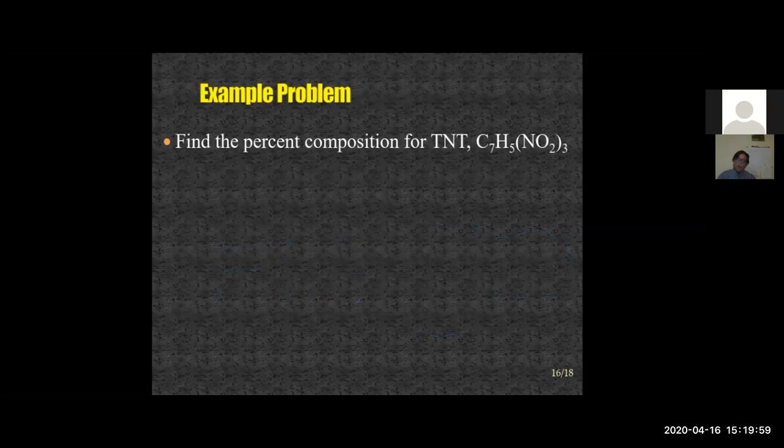Okay, for example, let's take this one here. Find the percent composition of TNT. You may be familiar with this. This is dynamite, trinitrotoluene.